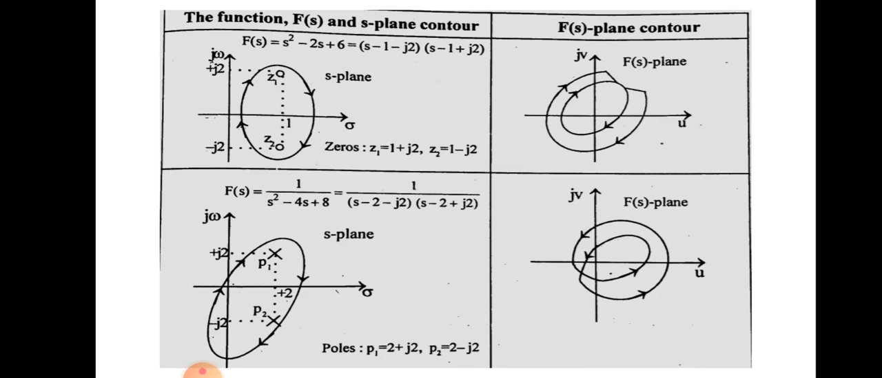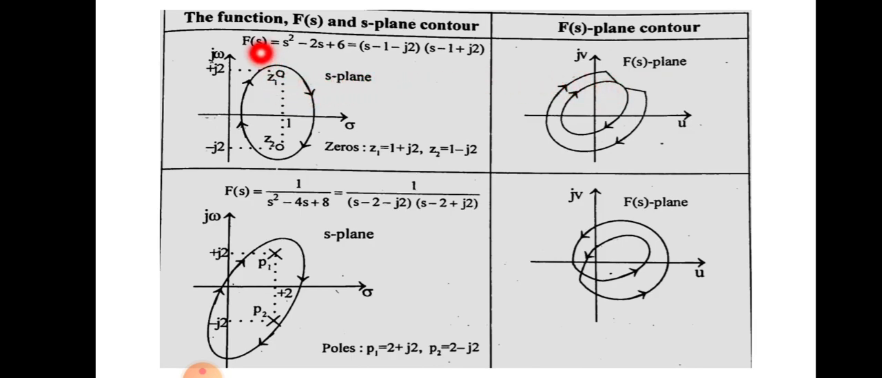So here are some examples of F(s) plane contour and s plane contour. The left side represents the s plane contour, because in the case of the s plane contour, the x-axis is sigma and the y-axis is j omega. Similarly, in the case of the F(s) plane contour, the x-axis is along u and the y-axis is along jv, and so a curve or contour or closed path in the s plane is mapped to this F(s) plane like this.